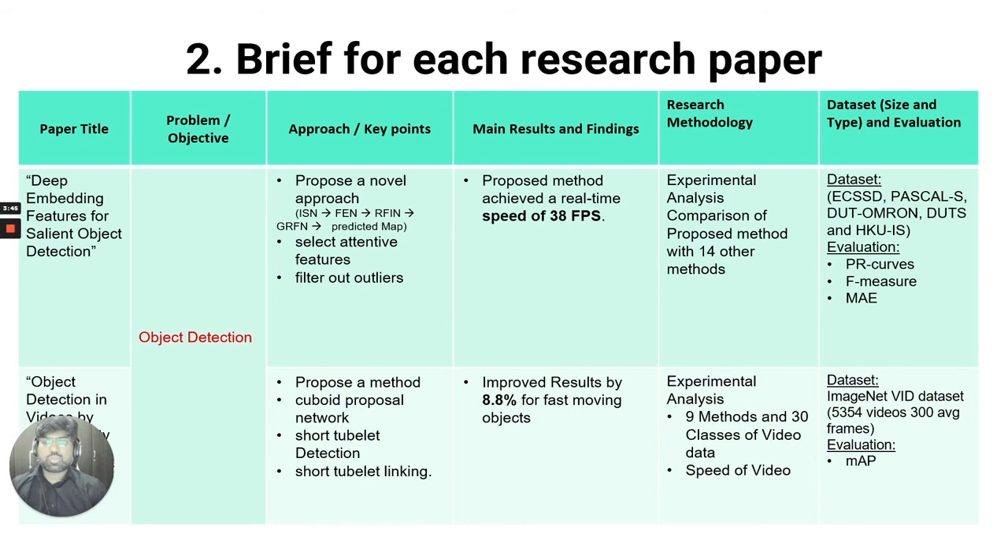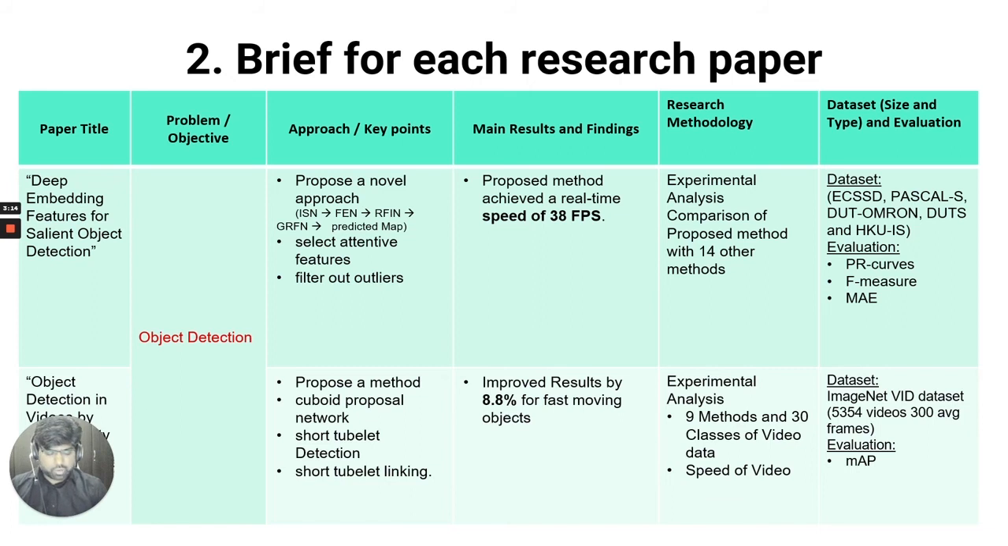So the researchers propose a multi-branch model called Deep Embedding Features, DEF, for the detection, which is composed mainly of 4 components. The first one is the initial saliency network, followed by the feature embedding network, followed by the recursive feature integration network, and the last component is the guided filter refinement network that produces the predicted map.